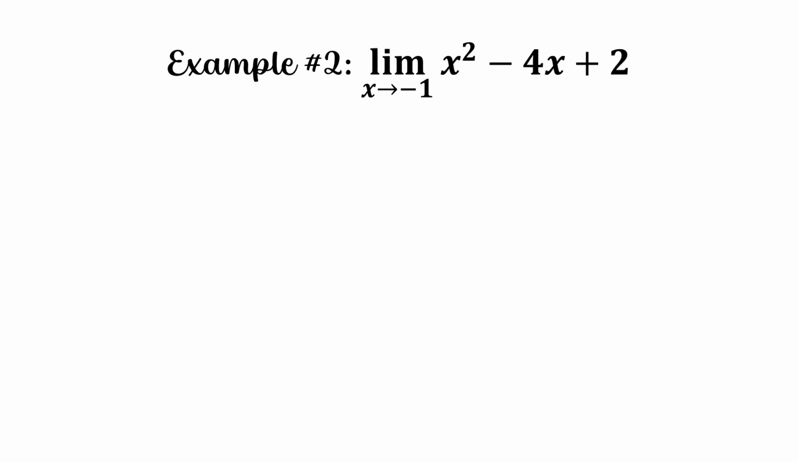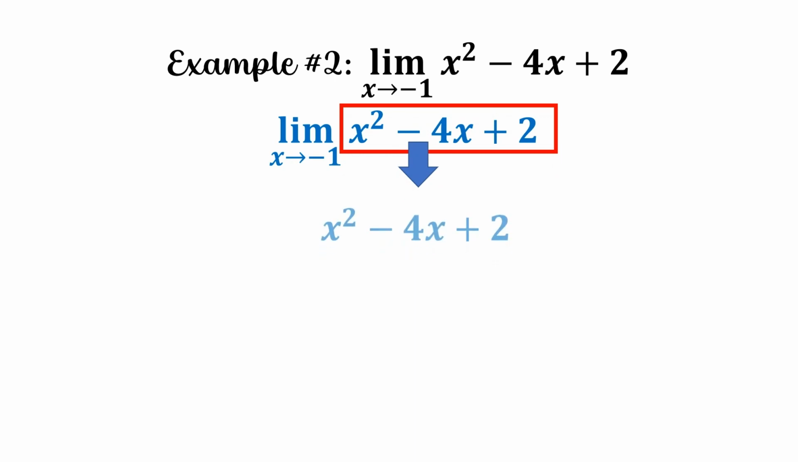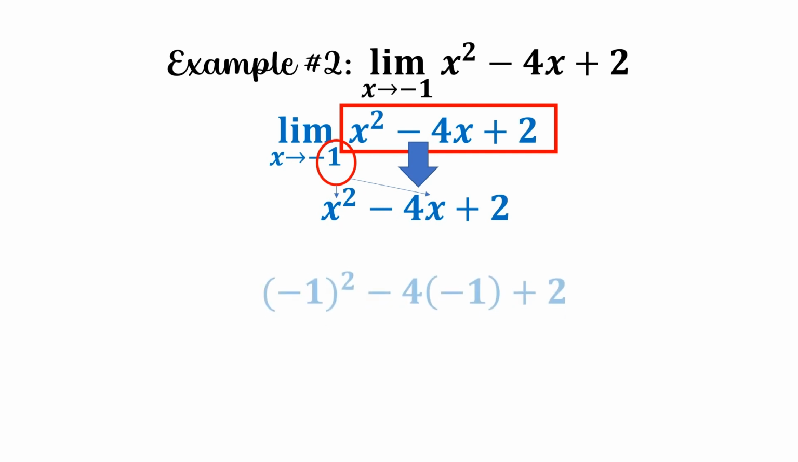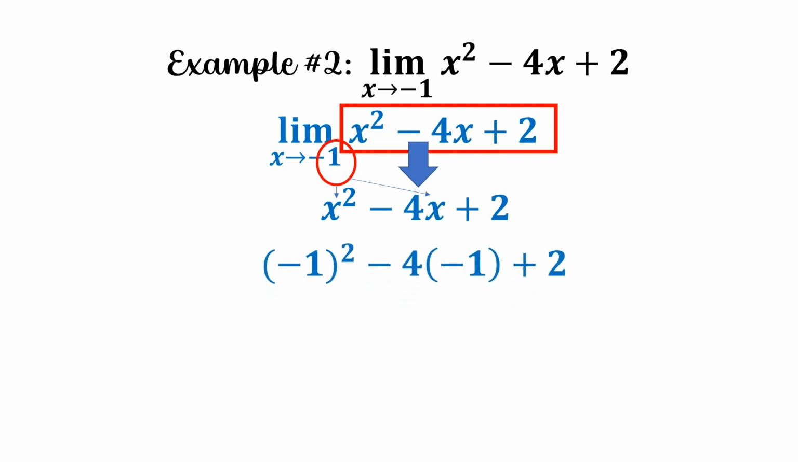Example number 2. Find the limit of x squared minus 4x plus 2 as x approaches negative 1. In solving for the limit of a polynomial function, the process is similar to evaluating a function, which is through substitution. Get the function, which is x squared minus 4x plus 2. Identify the value of x. The value of x is negative 1. Substitute the value of x to the function.